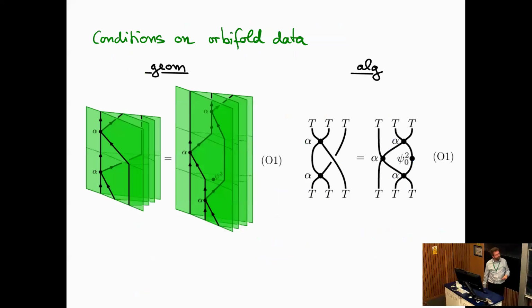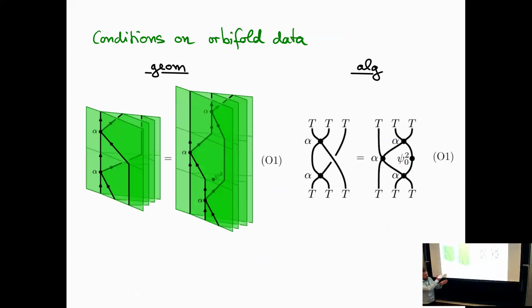Here's one condition. That's the move where you move the surface over a crossing. So it has sort of 2 crossings here and 3 crossings here. And algebraically, it translates into this string diagram. So that's now an identity of 2 morphisms between t to the tensor 3 in the fusion category C. That's the geometric condition I want, and it becomes an algebraic condition over here.